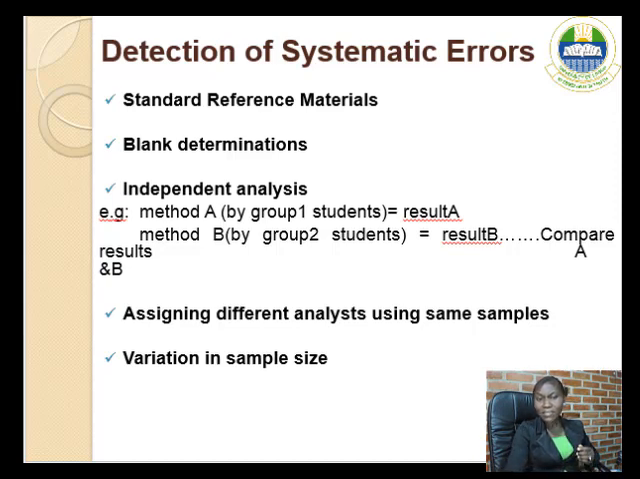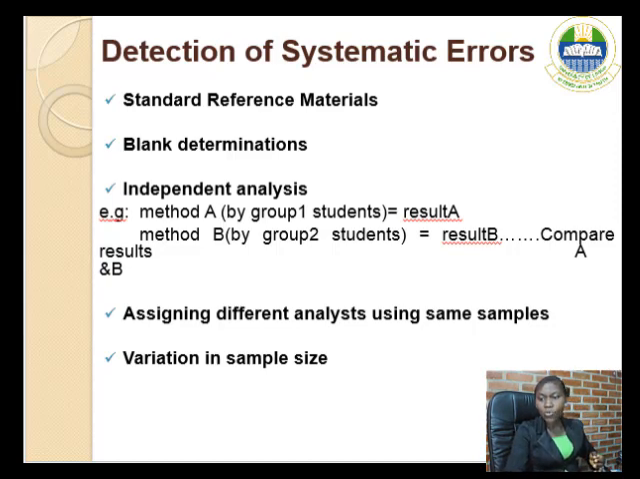Then the second way of detecting this is a blank determination. This is done in such a way that all steps of the analysis are employed on the blank, that is the solvent alone. The sample is matrix and analyte. The blank is matrix alone: all reagents, components, and steps except the analyte. In the sample, all other things are there, including the analyte.